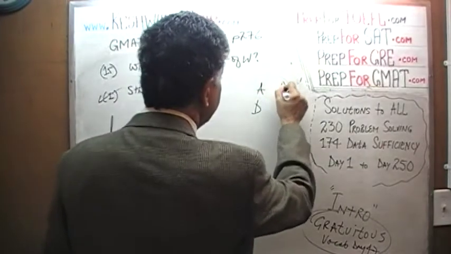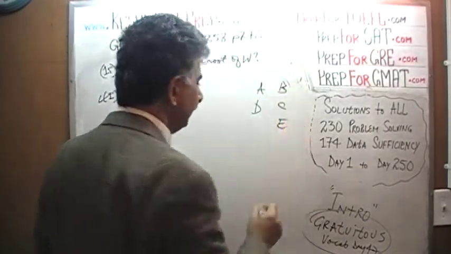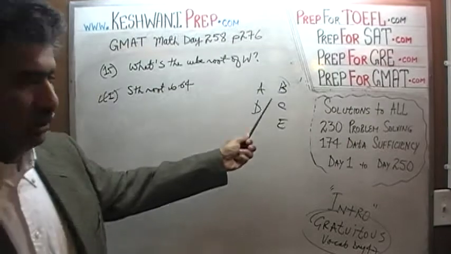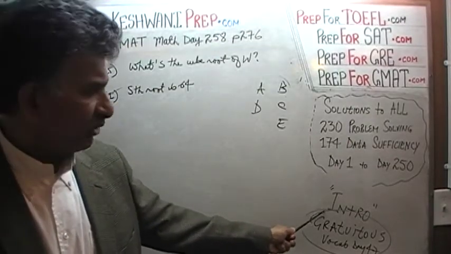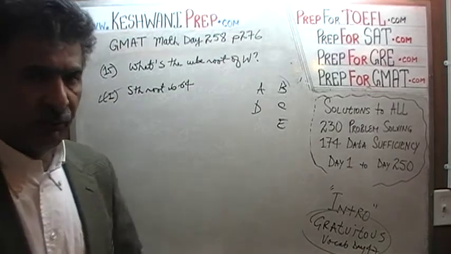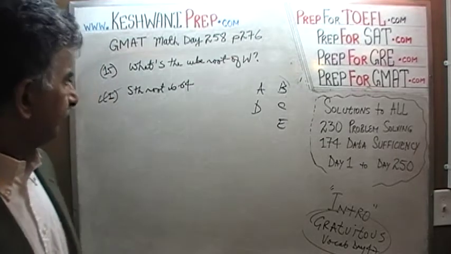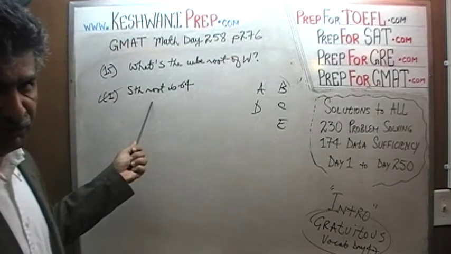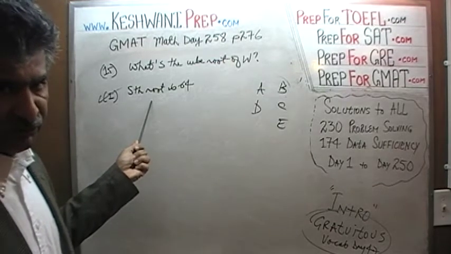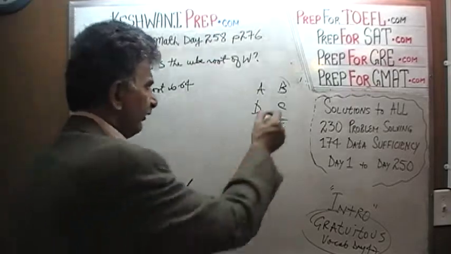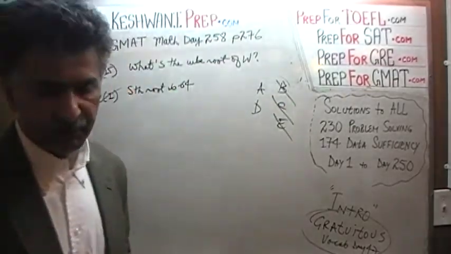AD, BCE. AD, BCE. And if you still do not know what I just did here, make sure you watch the intro. Just type in data sufficiency intro, watch that video so that you understand how we set up these problems. Because we just established that the first statement is in itself sufficient, we know now that the answer cannot be B, C, or E. It will have to be either A or D.